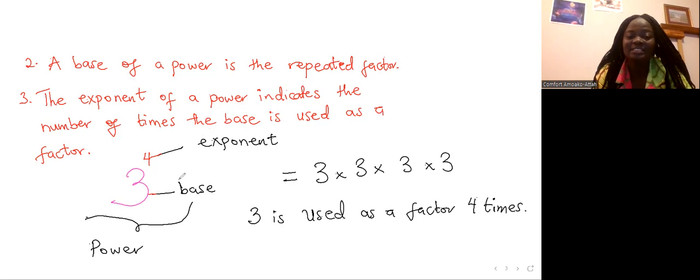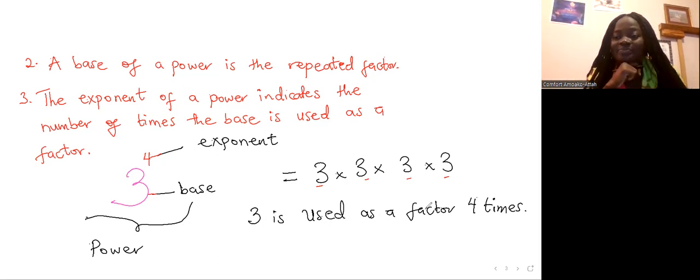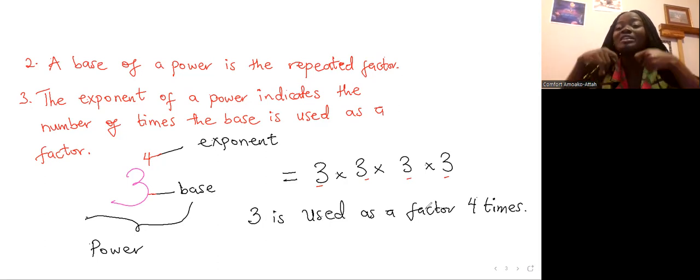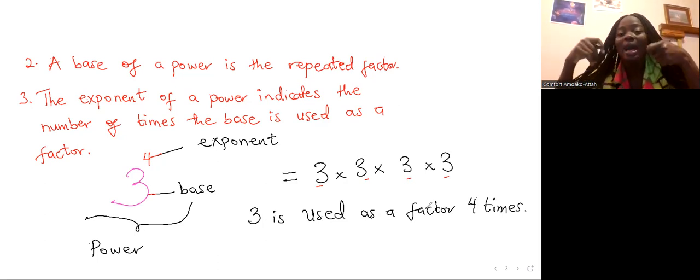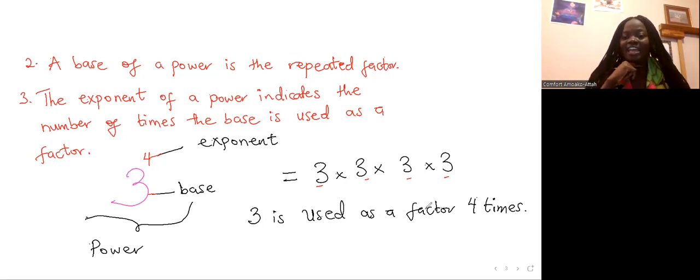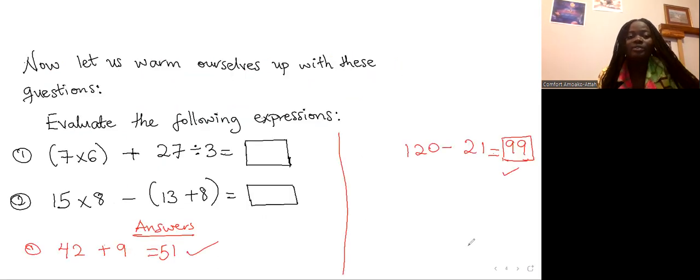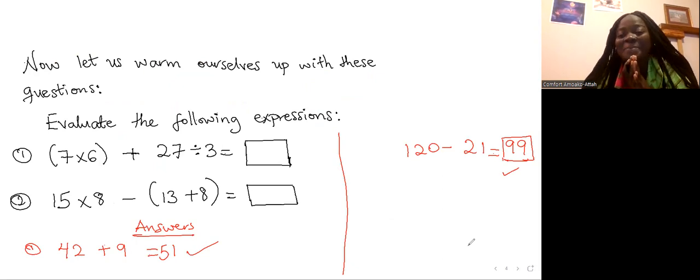So this here means 3 times 3 times 3 times 3. So 3 is used as a factor 4 times. How many times was 3 used? This means that 3 multiplied itself how many times? 4 times. Great.